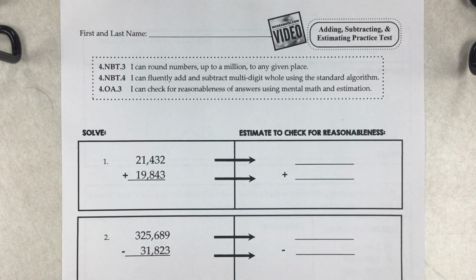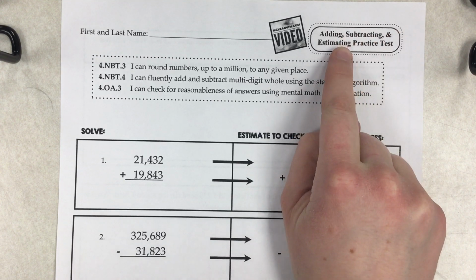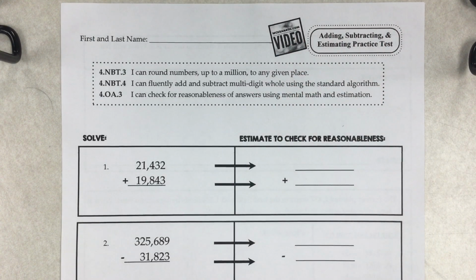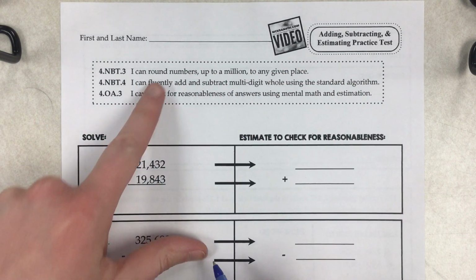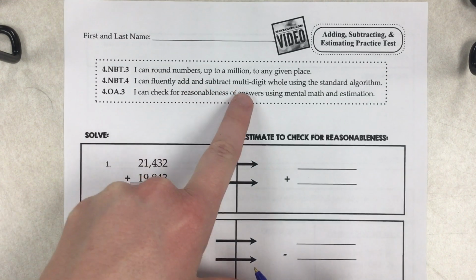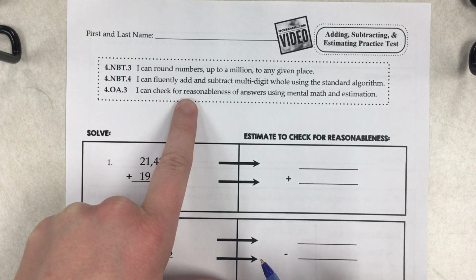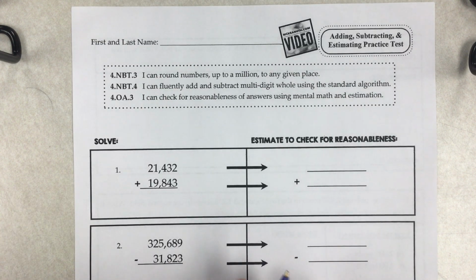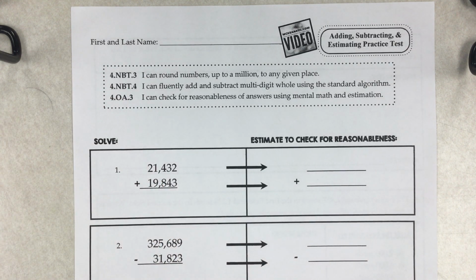Hey everybody, we have got another practice test for adding, subtracting, and estimating. So I've got another McCain 4th video for you. This is really close to what your test is going to look like, as always. Here are your standards right here. It's about rounding, adding and subtracting multi-digit numbers, and also checking for reasonableness and estimating, which is actually an old standard, but one you should still know.